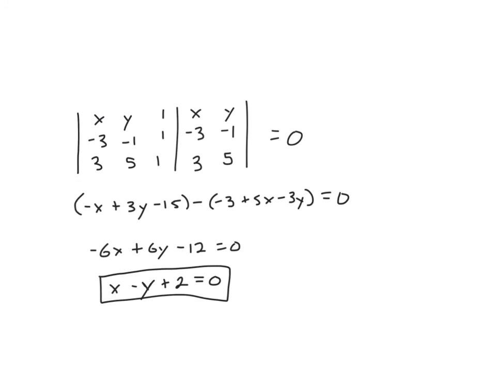Okay, so same general setup. I use the diagonal method again to find that determinant. Here, I took this and I just simplified it. You don't absolutely have to do this. Technically, this is a valid linear equation as well, but you should get negative 6x plus 6y minus 12 equals 0, which can be simplified to x minus y plus 2 equals 0. From there, put in standard form, slope-intercept, whatever you want.